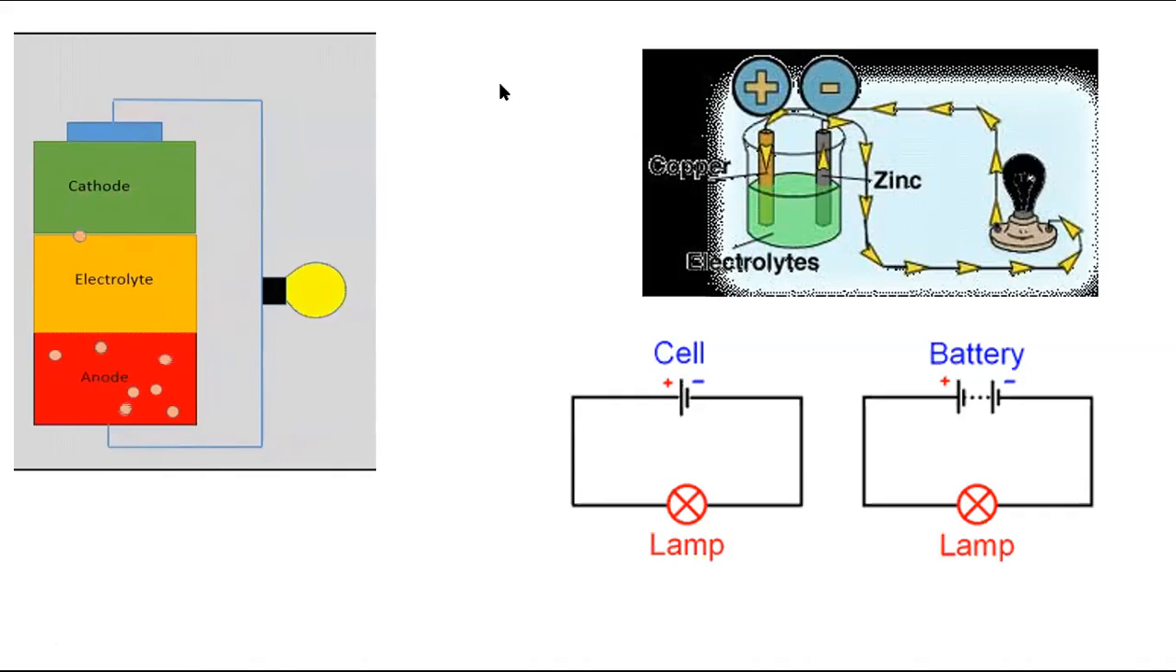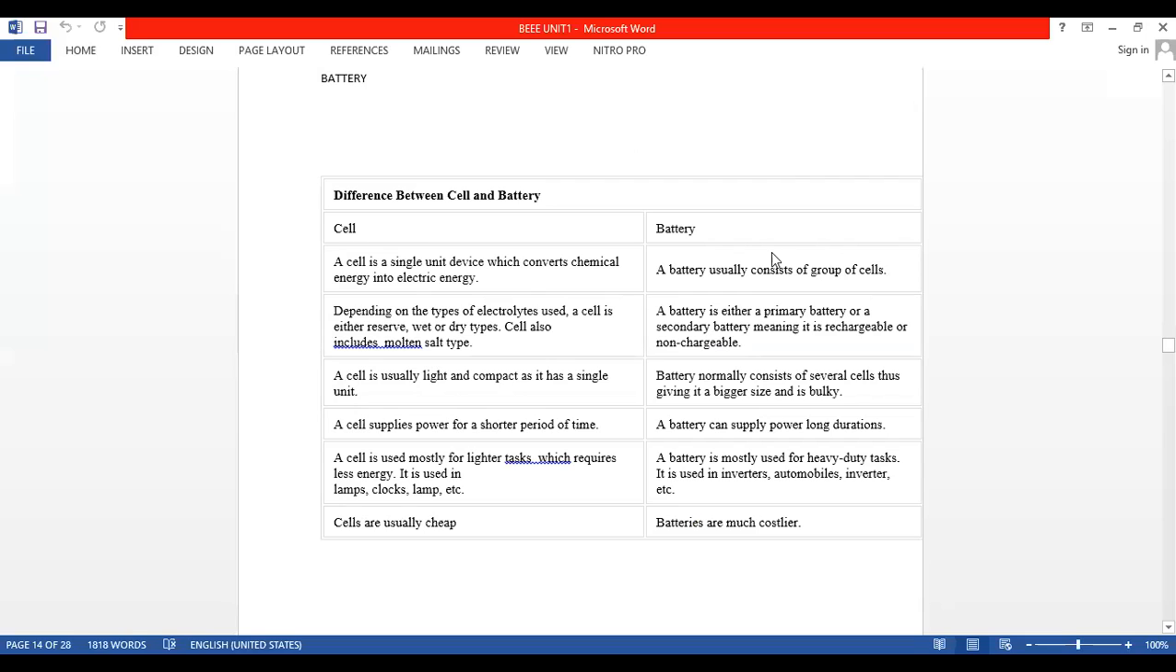Now let us see what is the basic difference between a cell and the battery. As I mentioned, a cell is a basic unit of the battery. Next, we have read the difference between cell and battery. The cell is a basic unit, battery is a combination of a number of cells. Depending on the type of electrolyte, a cell is either a dry type of cell. A cell is lightweight and its energy lasts for a short period of time. Battery is used for long distance power transmission.